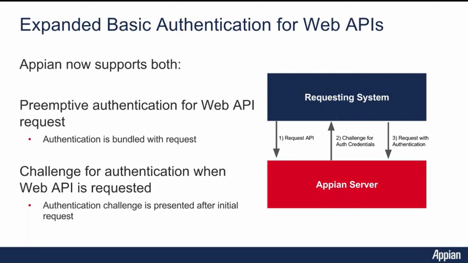So everything's going to be authenticated. Now, Appian also offers a challenge for authentication when a web API is requested. So what this means is when a requesting system makes a request and it's not authenticated, Appian will send a challenge response back, challenging for the authentication credentials, and then the requesting system is going to request again by passing the authentication parameter. So it's a multi-step process that's also now supported for basic authentication.